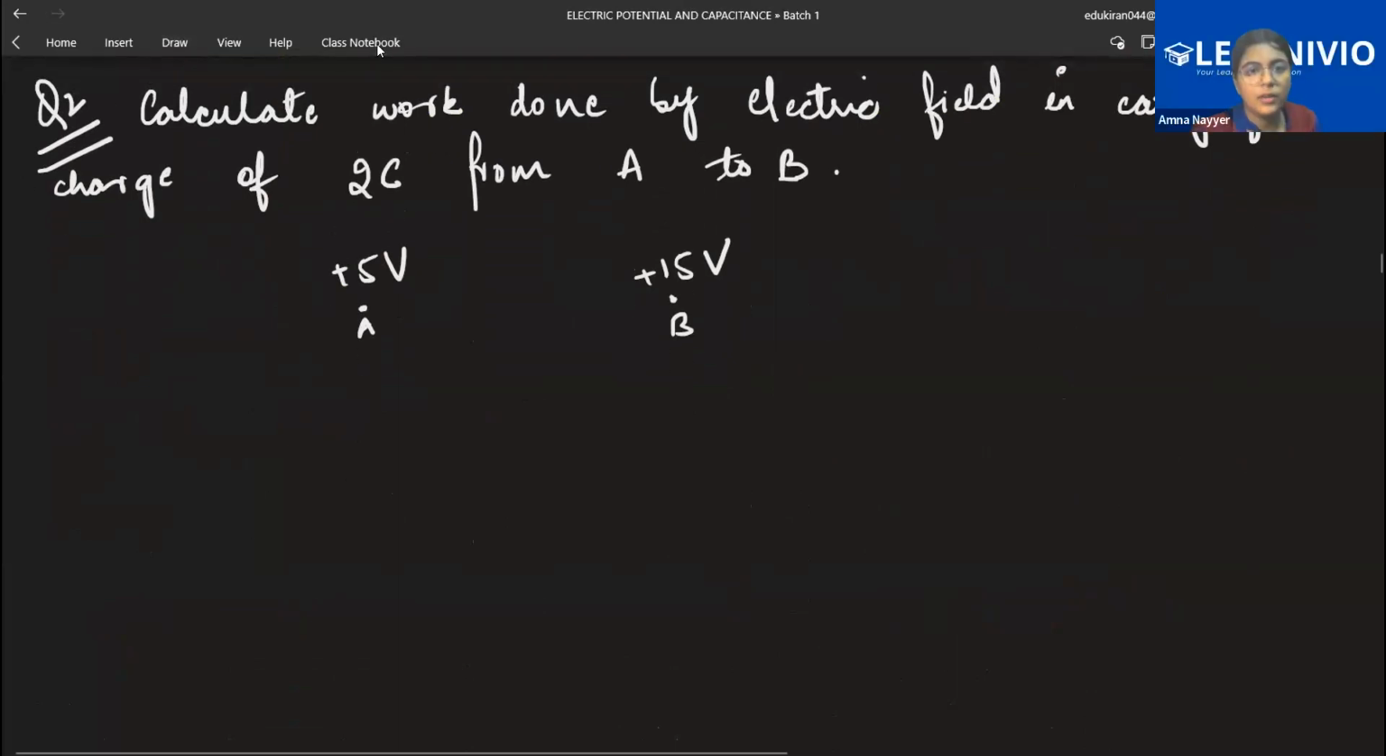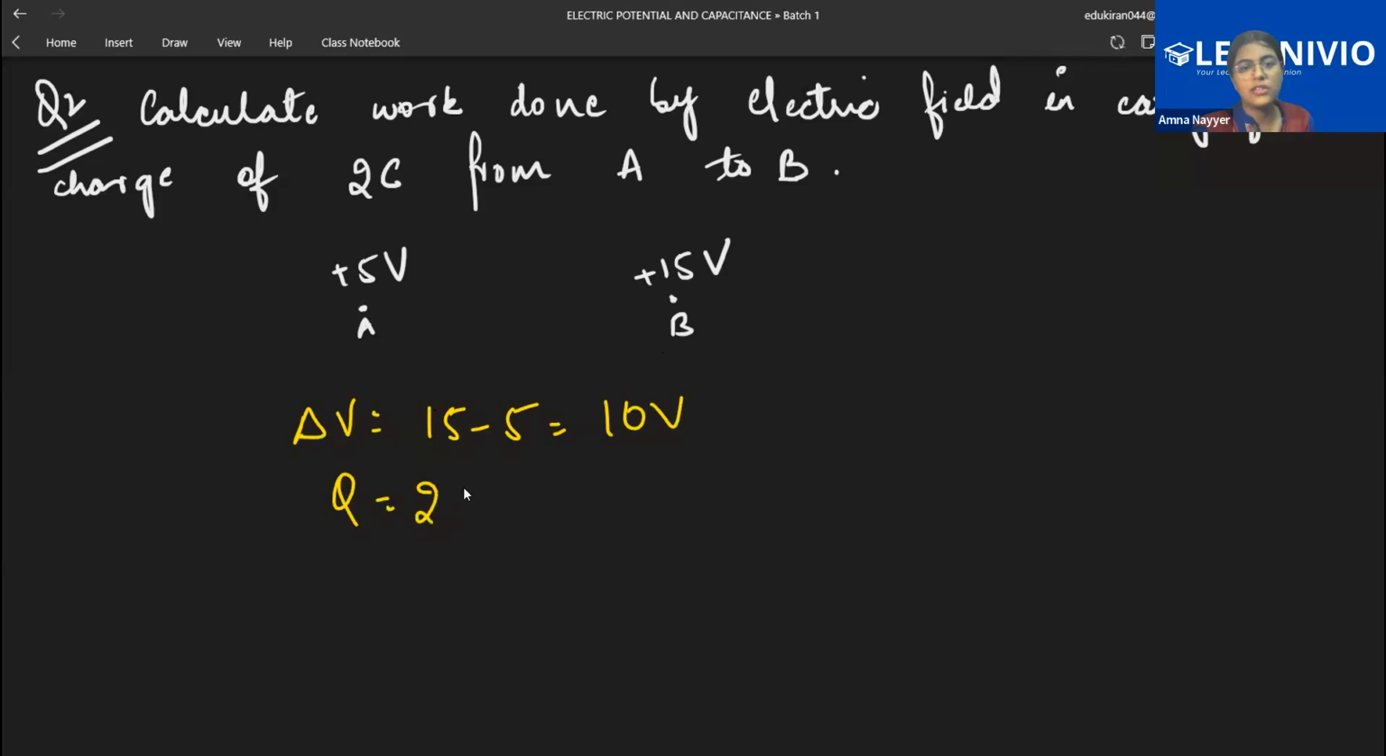See, when you have to calculate the work done by electric field, these are the two charges. So when you are calculating the potential, it is 15 minus 5, which is equal to 10 volt, right? And charge is also given as 2 coulomb. So work done by the external force is very easy. You just multiply the charge with the potential, that is 20 joules.